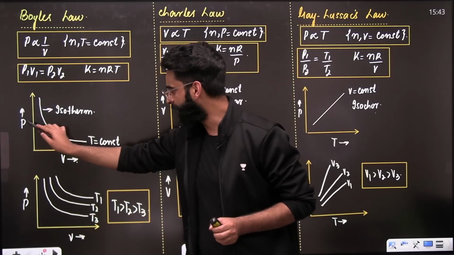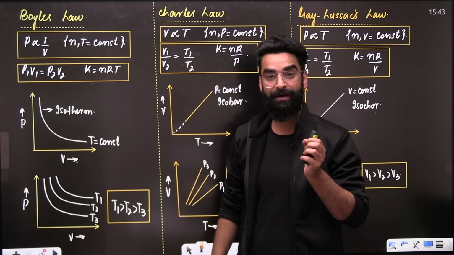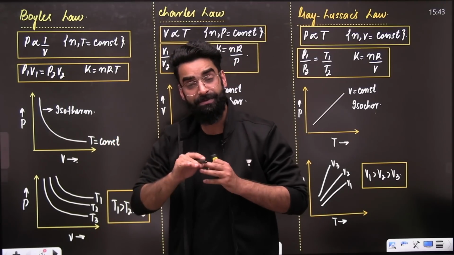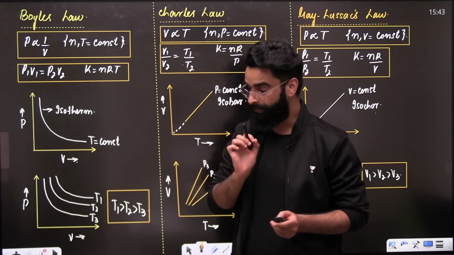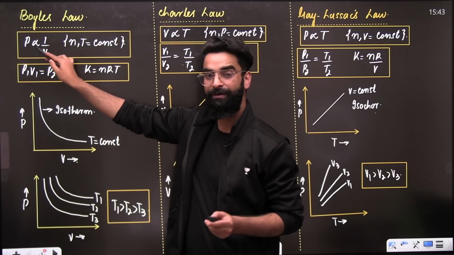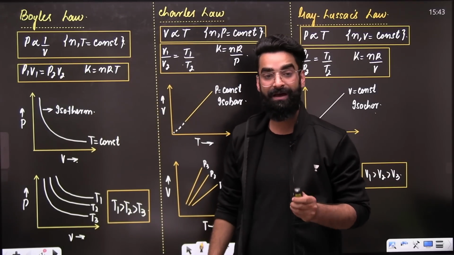So if you want to plot a graph between pressure and volume, the nature of the graph is going to be a rectangular hyperbola. And this hyperbola is made when the temperature of the gas is kept constant, and you call this graph the isotherm, number one. Number two, if you remove this proportionality sign, you'll get a constant, and the value of that constant is going to be nRT.